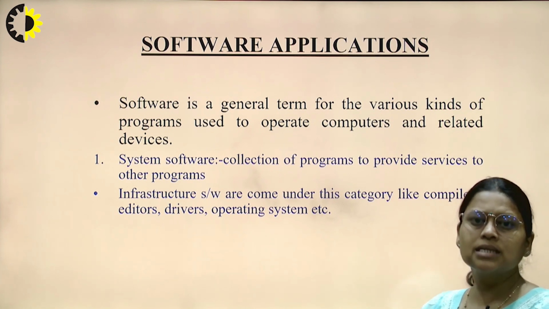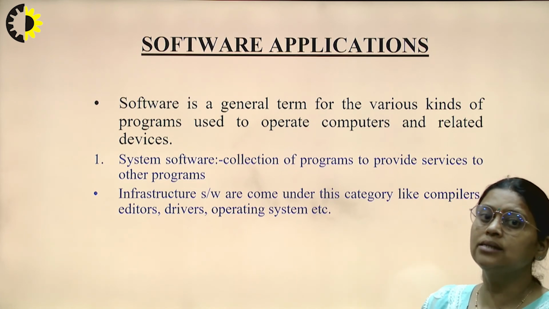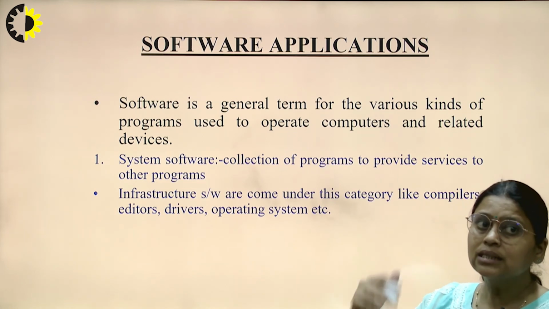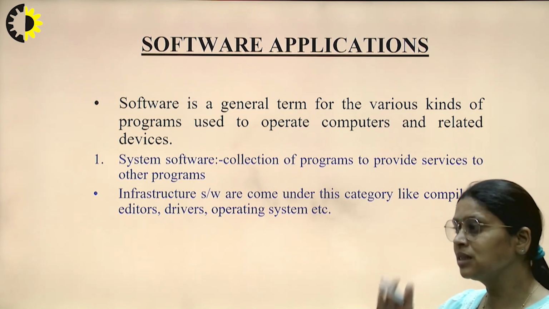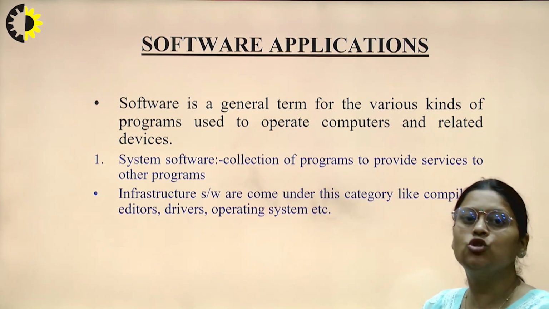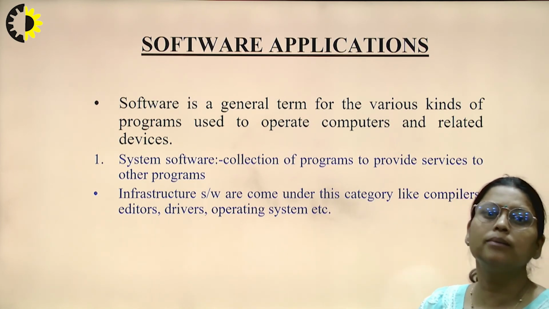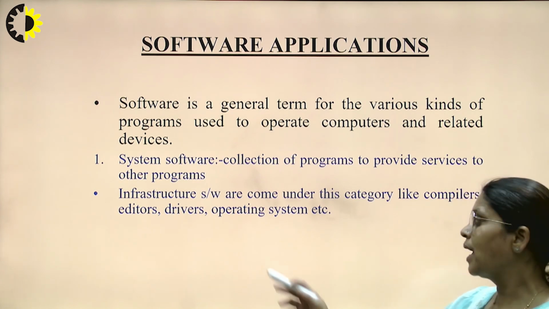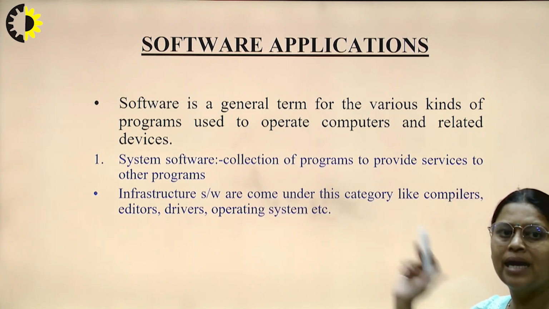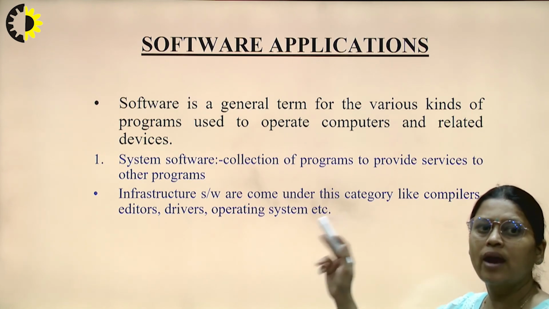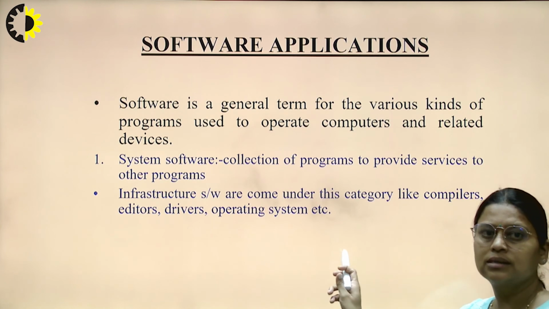So, what is system software? It is a collection of programs that always provide services or support to other programs. That means system software does not work individually. It always provides support to other programs or other software. Infrastructure software comes under this category, like compilers, editors, drivers, and operating systems. They are called system software.